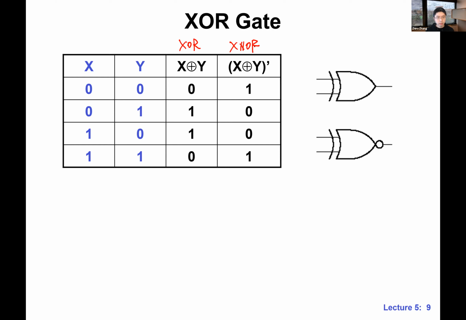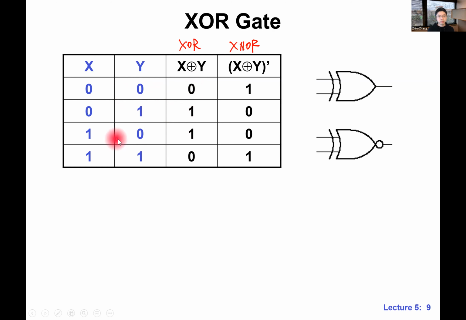Does that make sense? If you look at the first row, let's just focus on XOR. First row, X and Y agree with each other. Both of them are 0, so for XOR, it's a 0. Second row, they disagree. When they're not equivalent, XOR is 1.